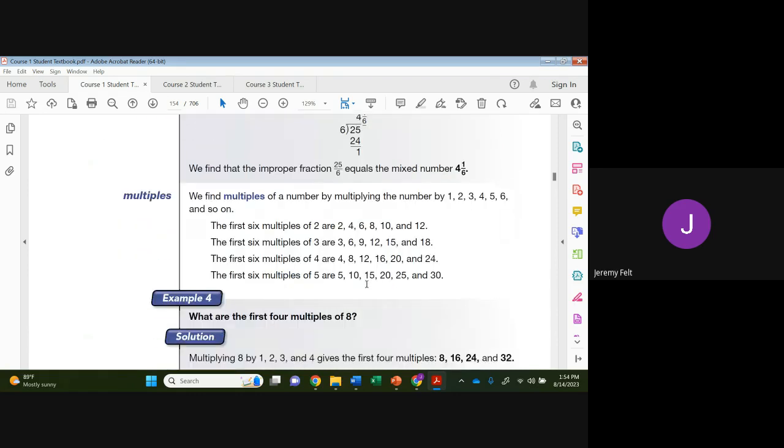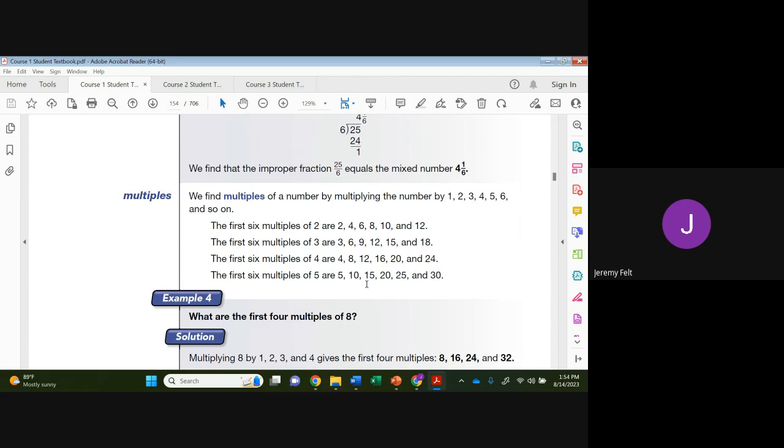Now, multiples. You probably heard that before, you've probably done them if you don't remember what they're called. So multiples of 2: 2 times 1, 2 times 2, 3, 4, 5, 6, and continuing on infinitely. We have 2, 4, 6, 8, 10, 12; 3, 6, 9, 12, 15, 18; 4, 8, 12, 16, 20, 24; and 5, 10, 15, 20, 25, 30. So when you're finding multiples, you're just multiplying whatever number you have by 1, then 2, then 3, then 4, then 5, or whatever you're being told to do.